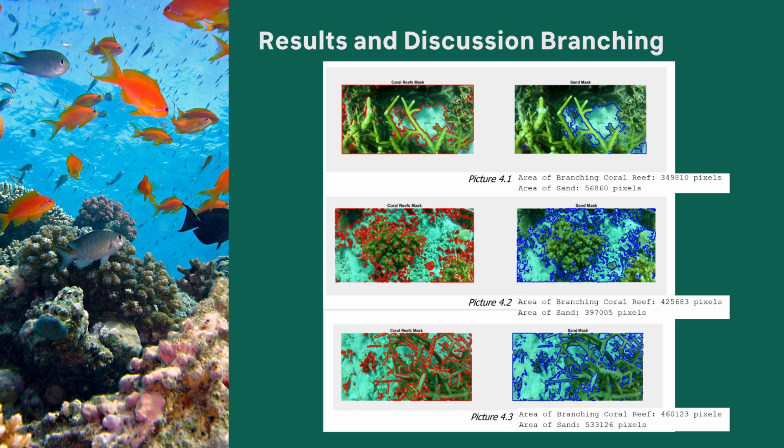56,860 pixels. For picture 4.2, the area of coral reef is 425,683 pixels and the area of sand is 397,005 pixels. As for picture 4.3, the area of branching coral reef is 460,123 pixels. And the area of sand is 533,126 pixels.